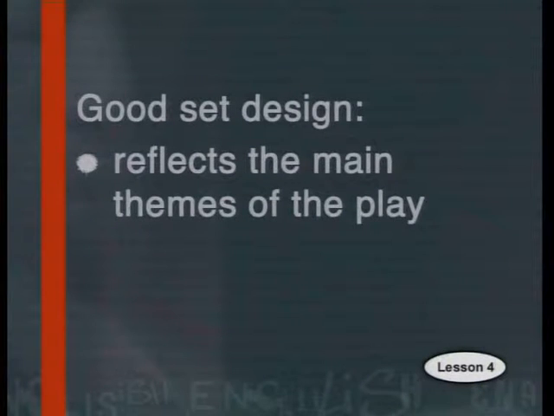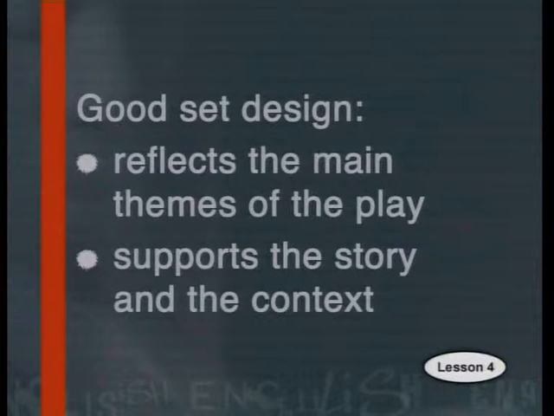Designing a set appears to be quite an involved process, and the designer really needs to pay a lot of attention to detail. Let's sum up the important things that we've learned about set design, which you can also look out for in other plays that you watch. A good set design will visually reflect the main themes of the play. It will support the story and, very importantly, the context that the play is set in.